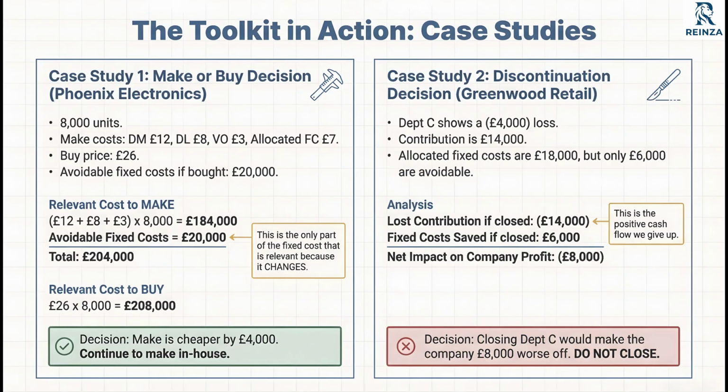Department C shows an accounting loss of £4,000. But wait, the contribution is £14,000, which is sales of £40,000 minus variable costs of £26,000. The allocated fixed costs are £18,000, but only £6,000 are avoidable. What is the impact of closing? Lost contribution is £14,000. Fixed costs saved is £6,000. The net impact on company profit is negative £8,000. The decision, closing Department C, would make the company £8,000 worse off. Do not close, despite the apparent accounting loss.